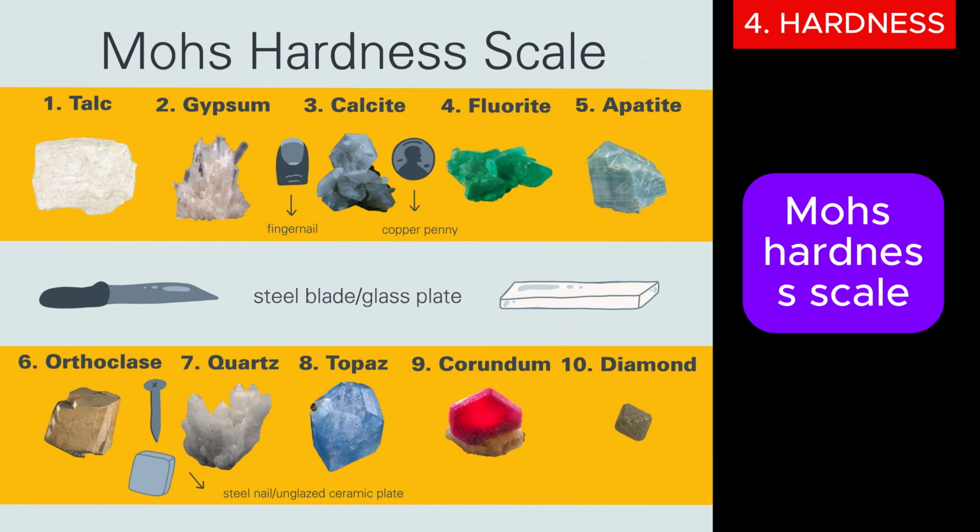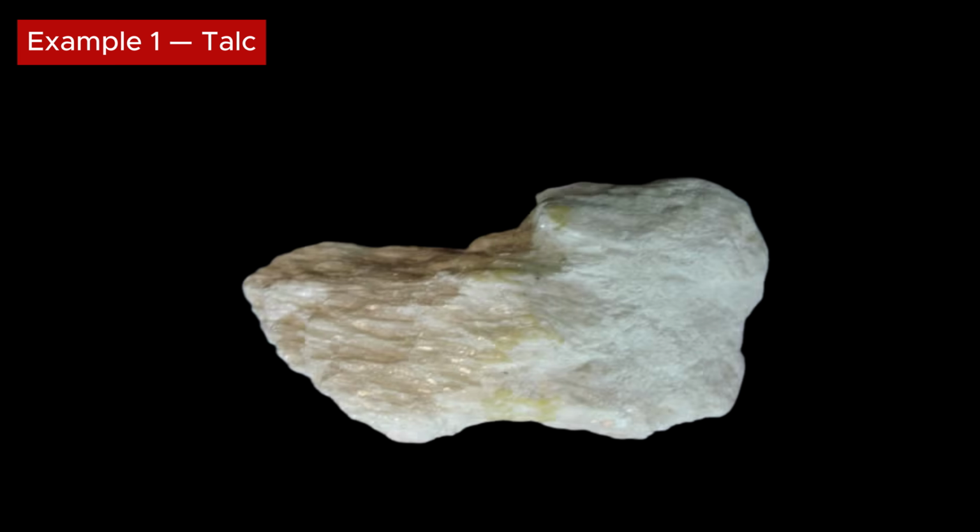Geologists commonly use the Mohs hardness scale, developed by a German mineralogist, Friedrich Mohs. The scale runs from 1 up to 10. For example, number 1 is talc. Talc has a hardness of 1 on the Mohs scale. It is extremely soft and can be scratched very easily.